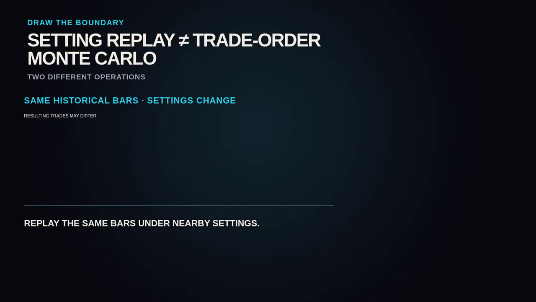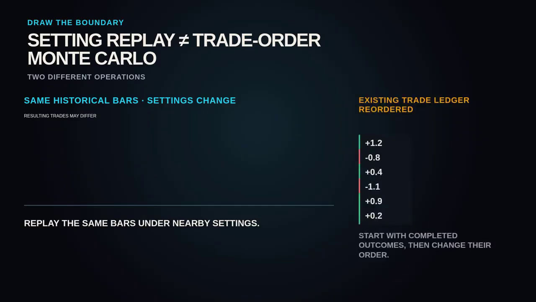Trade order Monte Carlo begins with an existing ledger and reorders or resamples completed outcomes. That is a different question from changing strategy settings and replaying the bars.